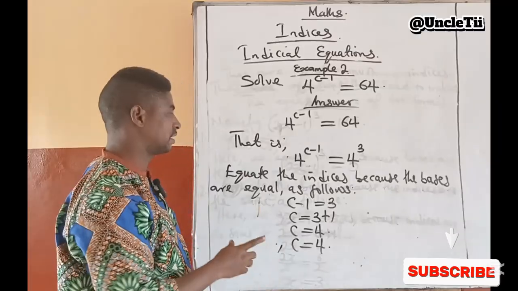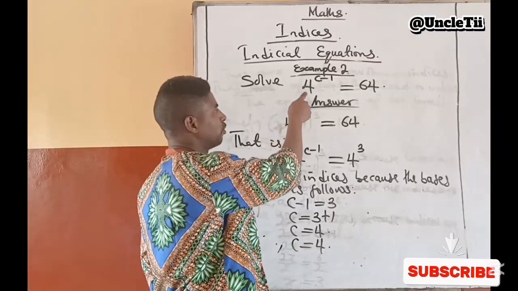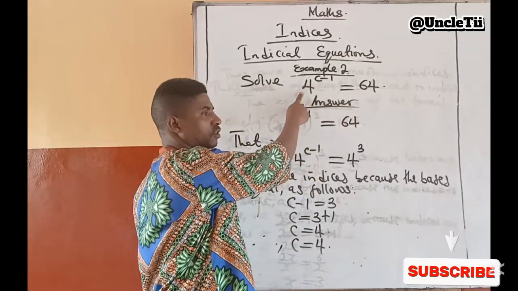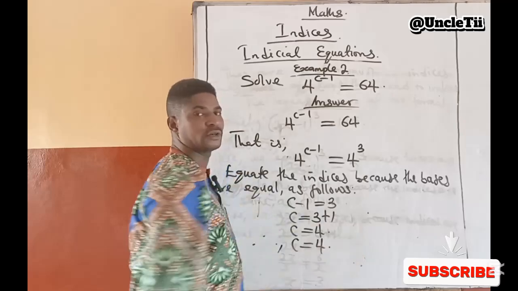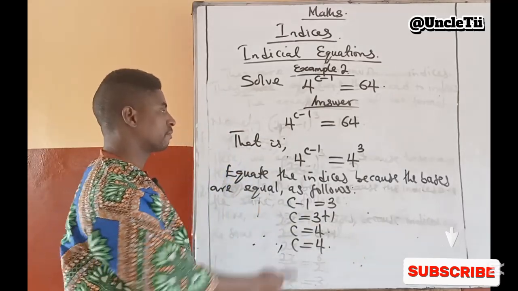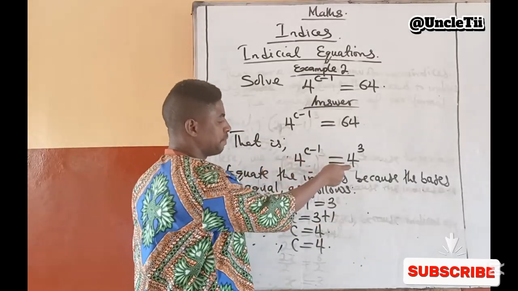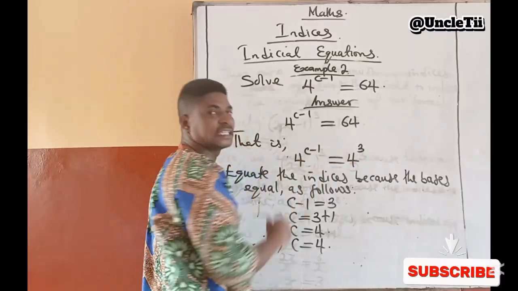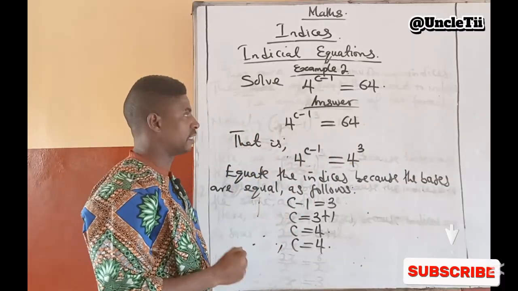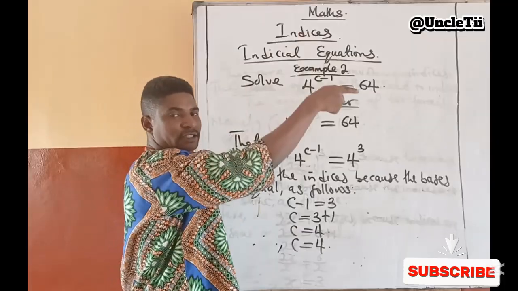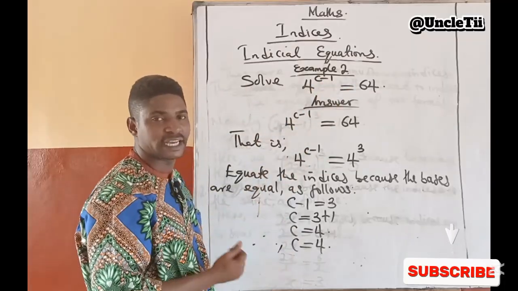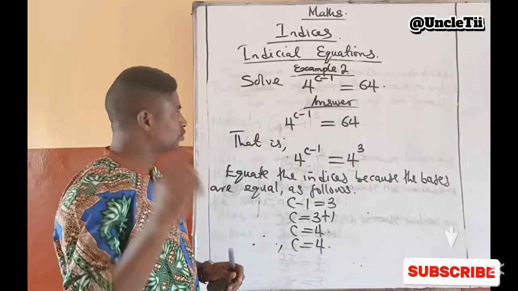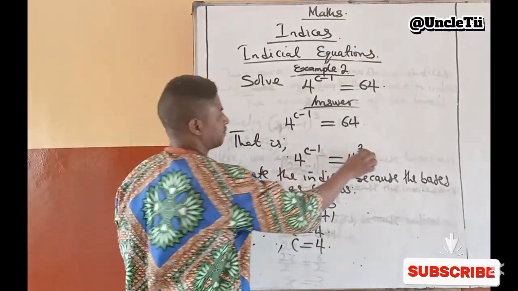So don't forget, in an indicial equation, you may only have two pairs: one on the left of the equality sign, the other one on the right of the equality sign. In example 2, it is the bases that are equal, so we equated the indices to solve it. In example 1, the indices were the same or equal, so we equated the bases to resolve it. Let us do yet another example quickly.